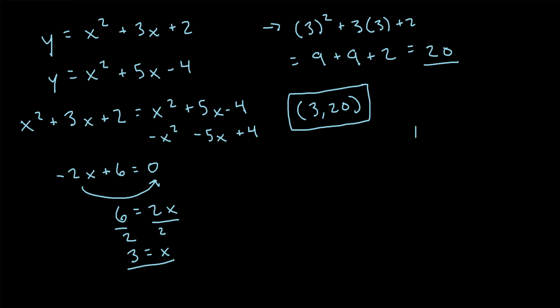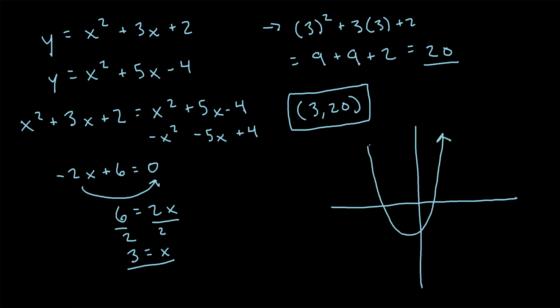Now if we were to visualize the results here, these parabolas would look something like this. And again, this is not drawn to scale at all, but just to give us an idea of what we just found. Our two parabolas will look something like this, where there's only one point of intersection, and it happens right here at 3, 20.